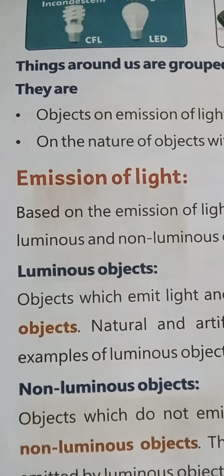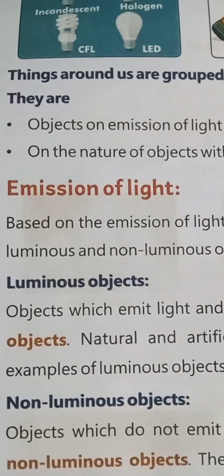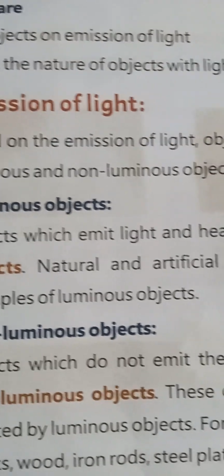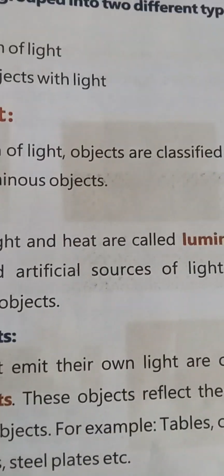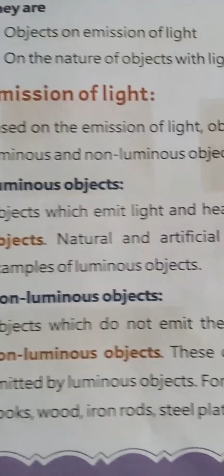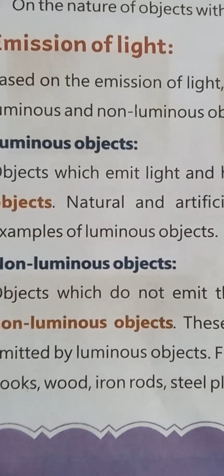Emission means coming out of it. Luminous and non-luminous objects. Luminous objects are those which emit light. Emit means to give out. Objects that emit light and heat are called luminous objects. Natural and artificial sources of light are examples of luminous objects.